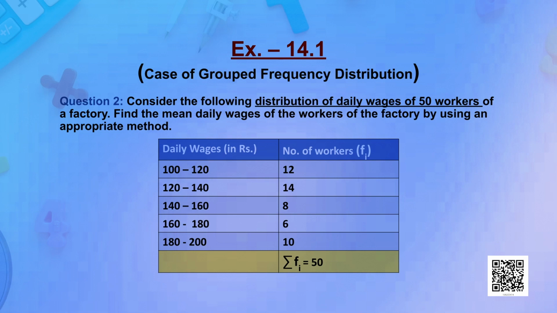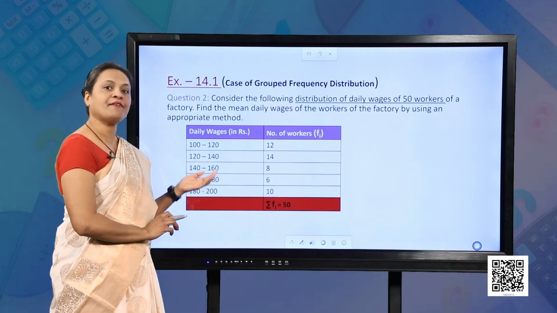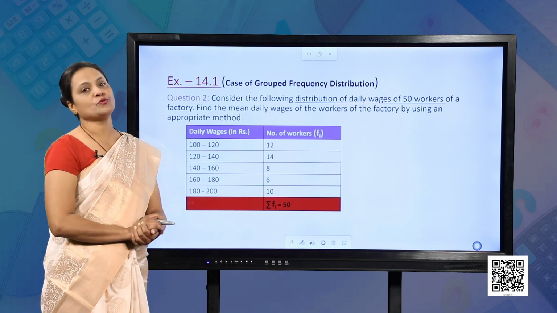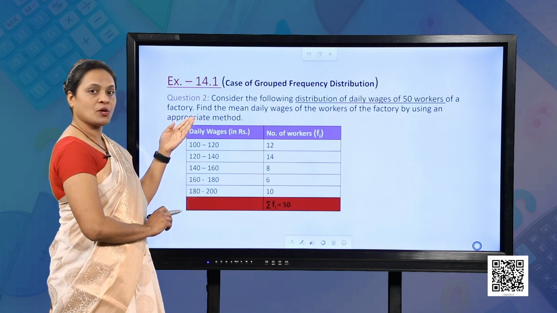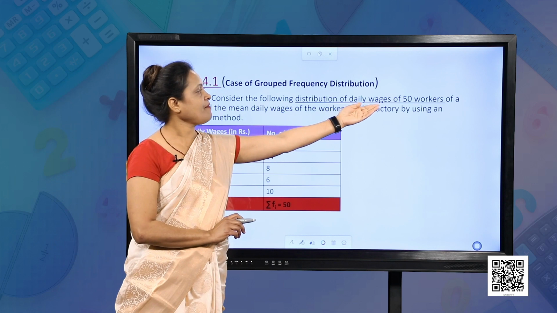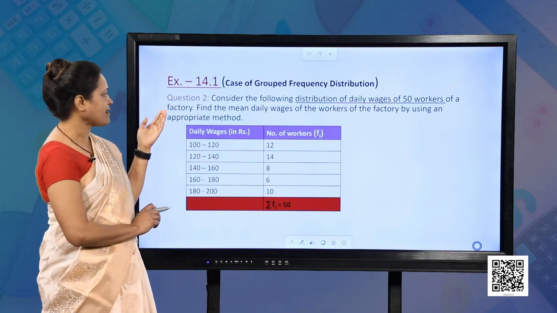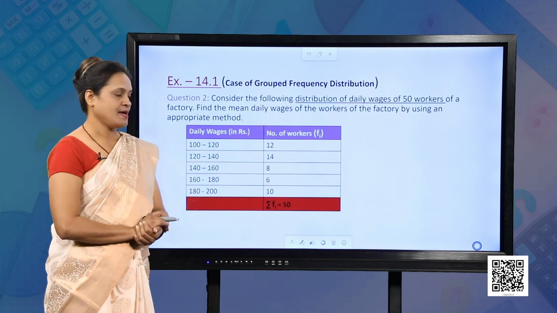Now students, let us learn to find out the mean of a grouped frequency distribution, that is, when the data is represented in grouped frequency distribution form. In this type of distribution, we will learn to calculate mean using three methods. So, let us see what our question is. Here you are given the distribution of daily wages of 50 workers of a factory. We have to find out the mean daily wages of a worker.